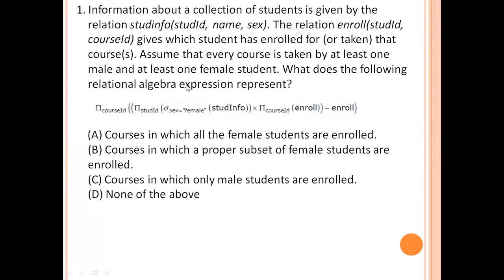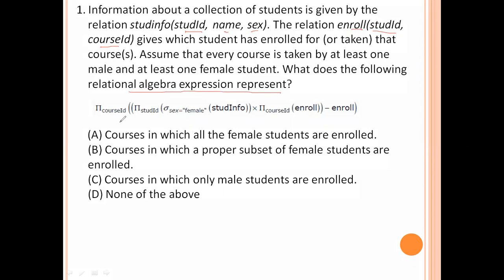The first question: information about a collection of students is given by the relation student info. It consists of student ID, name, and sex. The relation enrollment consists of student ID and course ID, and gives which student has enrolled for or taken which course or courses. Assume that every course is taken by at least one male and at least one female student. What does the following relational algebra expression represent?